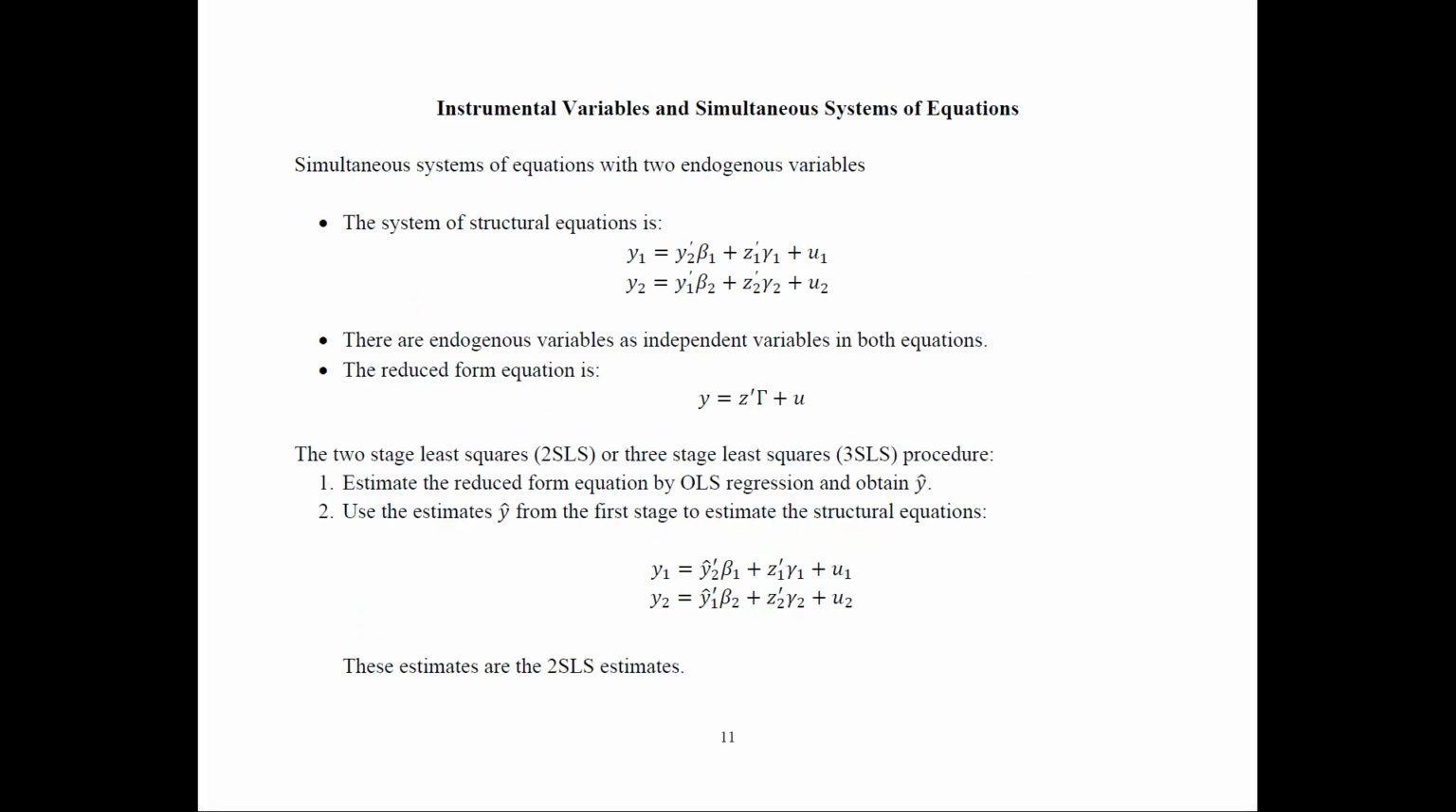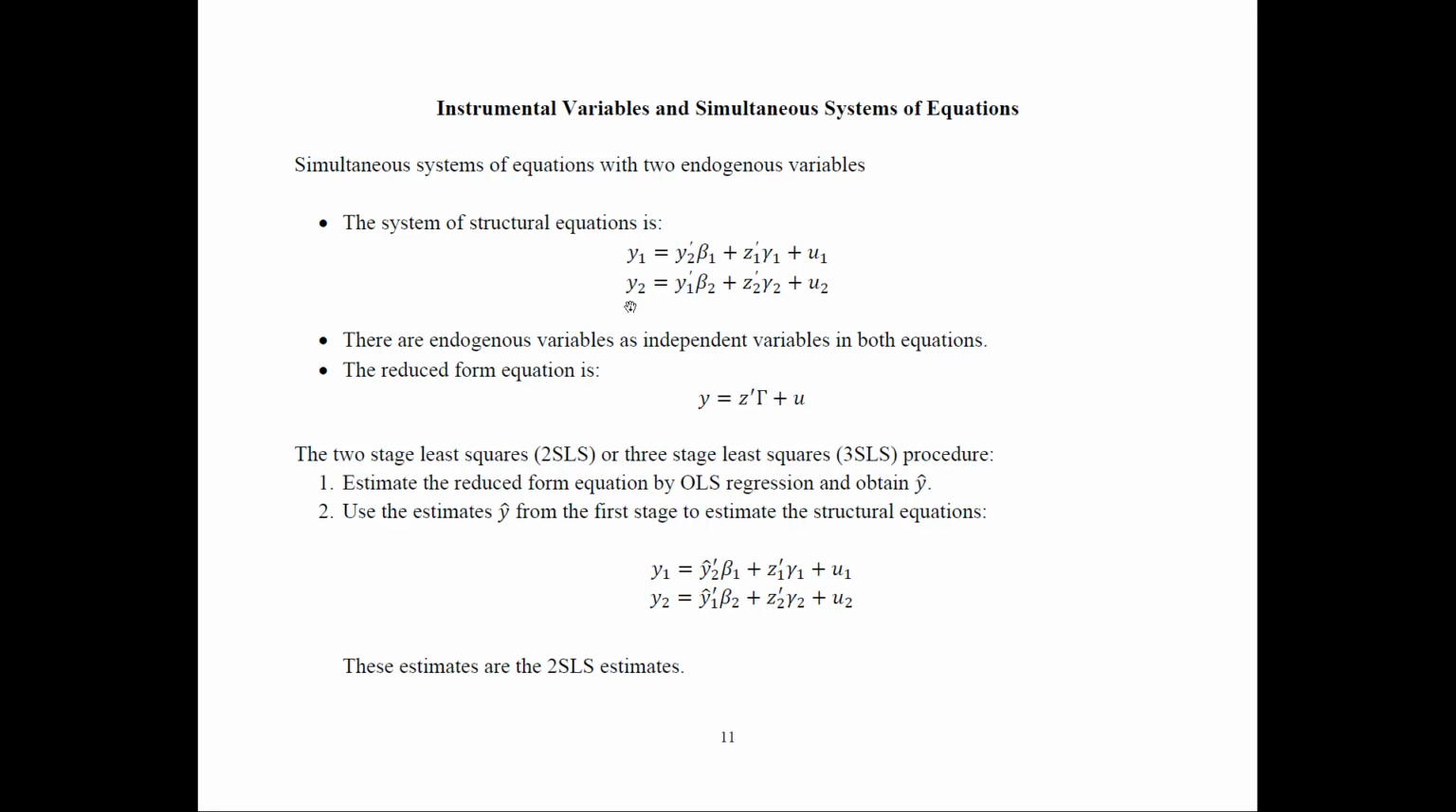Okay, so the final thing to talk about here is how to use instrumental variables when we have simultaneous systems of equations. Here we could have two or more endogenous variables, and I've picked the case of two dependent variables, but you can have systems with as many equations as is required for the problem that you're considering.